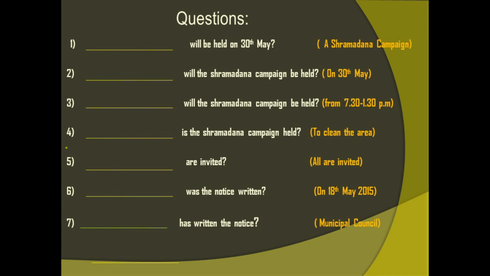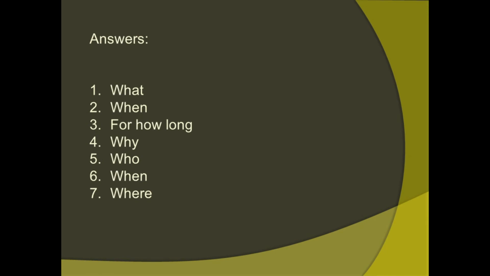The last one is municipal council, means the people of that council. So we are going to ask who has written the notice. So the answer for question number 7 is who has written the notice. Here you can see the answers. For question number 1 is what, second when, third for how long, and fourth one is why, fifth one is who, sixth one is when, and the last one is who.